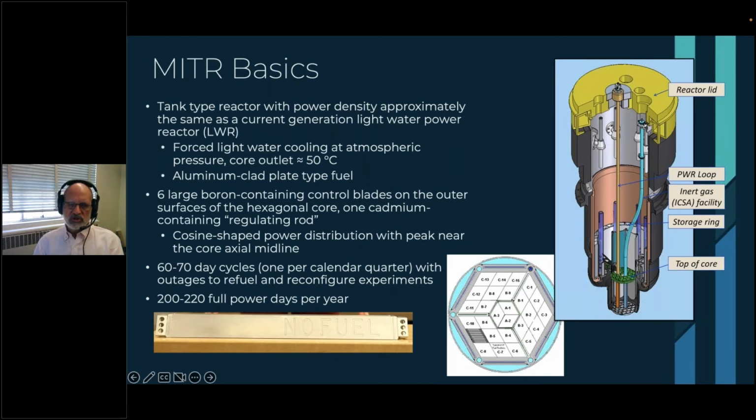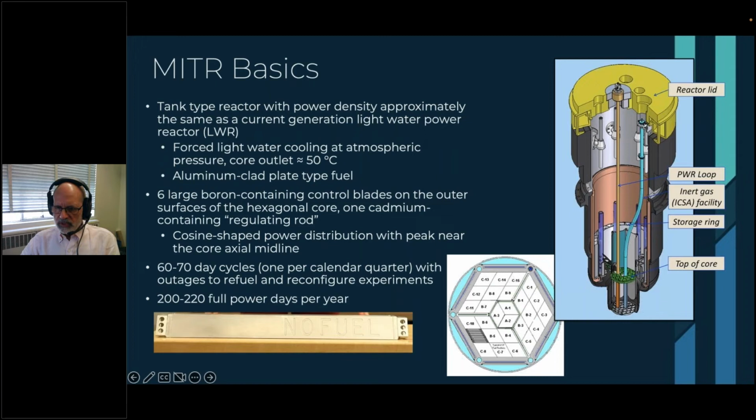The peak is just below the core axial midline because the control blades pull up from the bottom, so that presses that shape down a little bit. And as I said, we run long cycles, 60 to 70 day cycles for a year. So again, similar to ATR, we generally are shooting to run at least 200 and up towards 220 full power days every year.